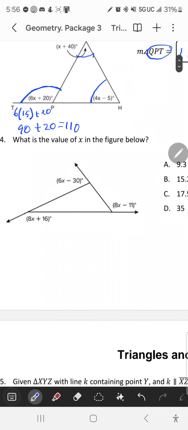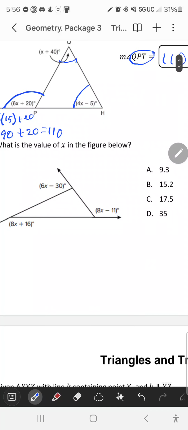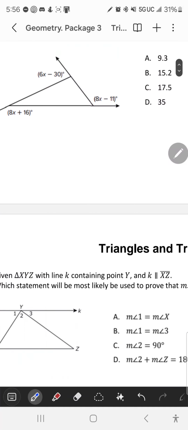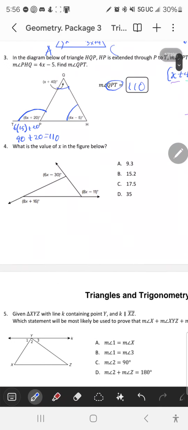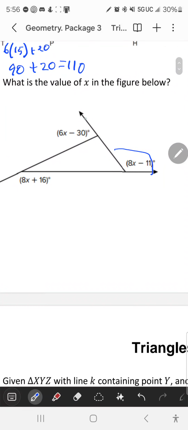What is the value of x in the figure below? I know the answer and I know how to do it. It's just kind of difficult to explain why. There is a formula for it, but I don't remember the formula, sincerely. But I know that the sum of the angles outside of a triangle is going to be 360 degrees.